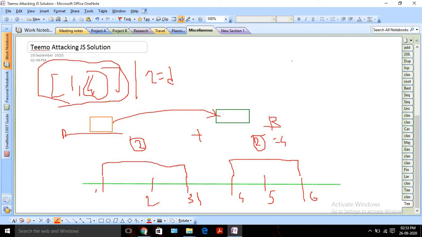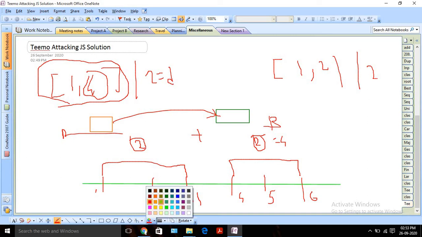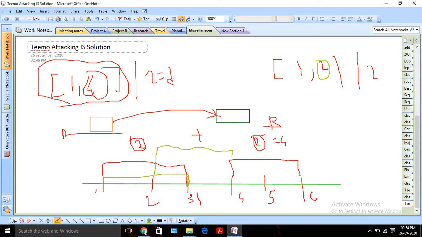Now see the second example. The given input is 1 and 2, and the duration is 2. Suppose person A attacks person B in the first second; that poison will be active till the 3rd second. But at the second timestamp, person A can attack again, from the 2nd second. Ideally, in an ideal scenario, it would be active till the 4th second.